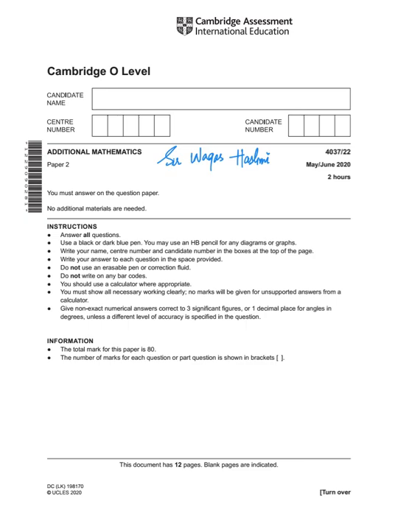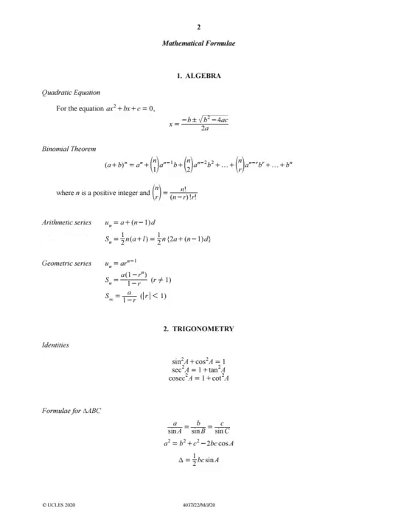Alright, it's May-June 2020, paper 2. It's additional mathematics, course code is 4037 and paper is 22. Paper variant is 22. So let's start.